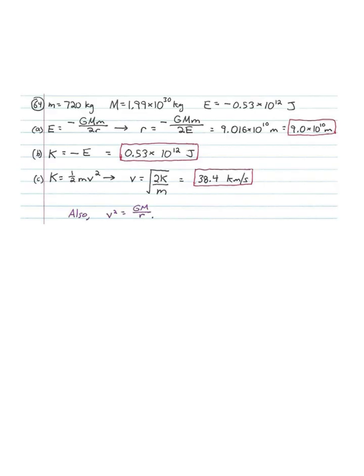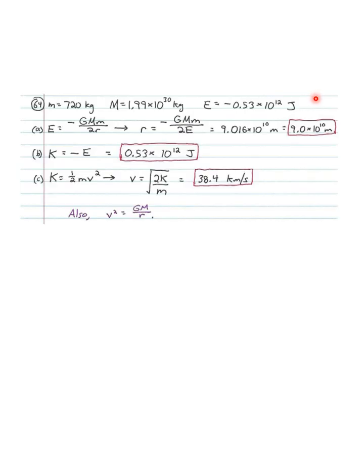Number 64 says a 720 kilogram spacecraft has total energy of negative 0.53 terajoules and is in circular orbit around the sun. Find its orbital radius, find its kinetic energy, and find its speed. All right, so energy, we have mass. It's going around the sun, so we need the mass of the sun. We need the mass of the spacecraft. We've got the energy in joules, so tera is 10 to the 12.